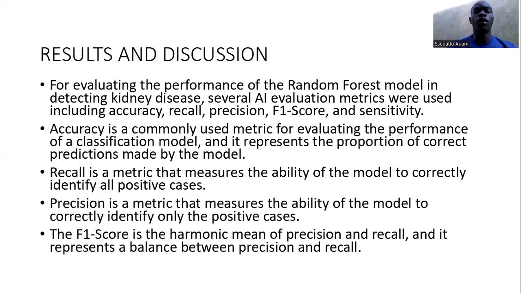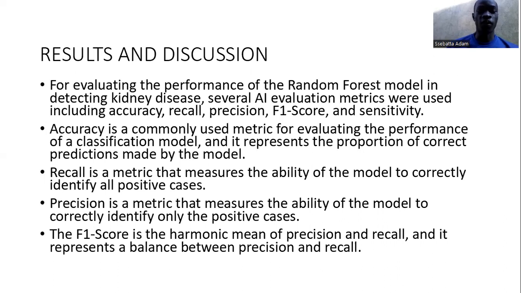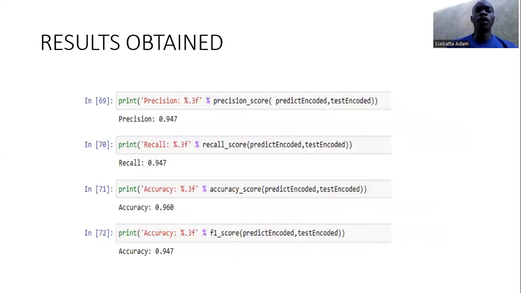Then the results and discussion, evaluating the performance of random forest in the detection of kidney disease. These are the metrics to be calculated to evaluate the model: the precision, the recall, the accuracy, and the F1 score. The results obtained: we got the precision as 94.7%, then the recall 94.7, the accuracy 96.0, and the F1 score 90.7.